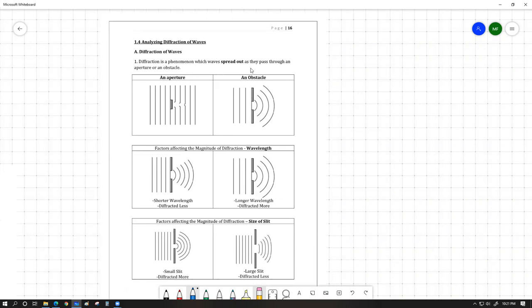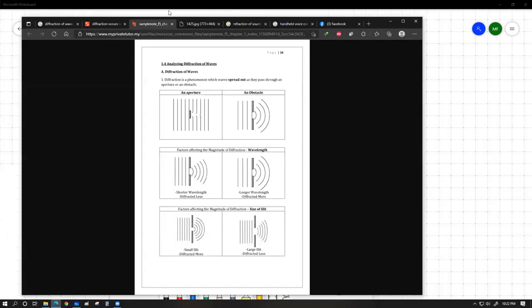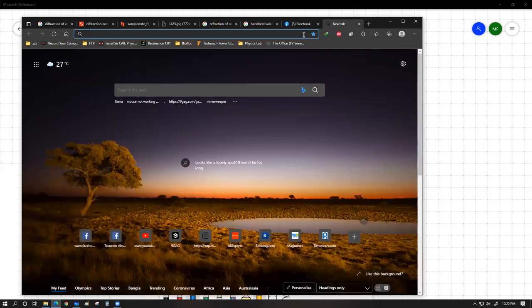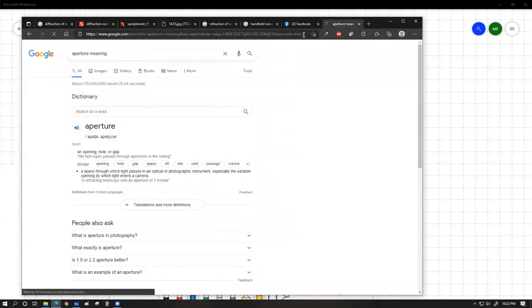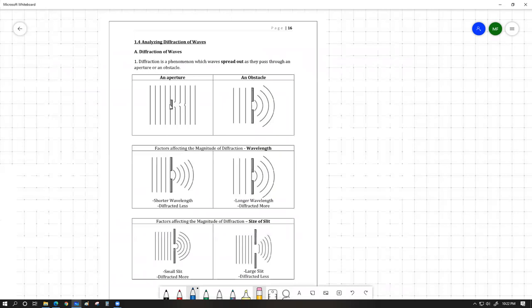Aperture means gap. In this case, aperture is shown as a small barrier. Am I not correct? Just a second. An opening, hole or gap, yes. So this is not actually an aperture. This is something else. I'm going to talk about this afterwards. But this is the most common figure that we come across whenever we're trying to describe diffraction.